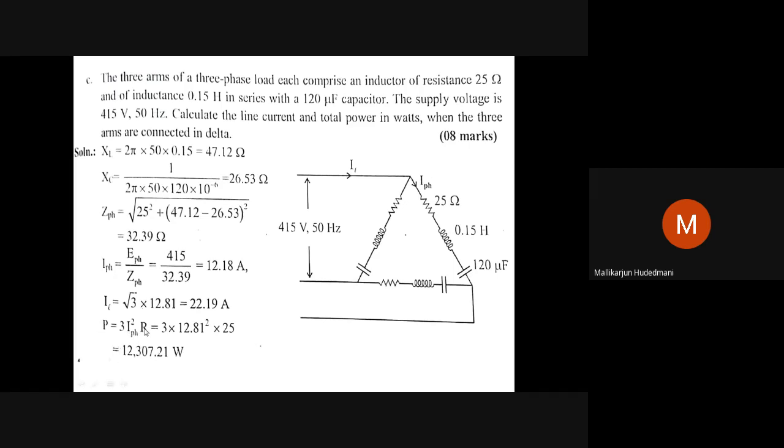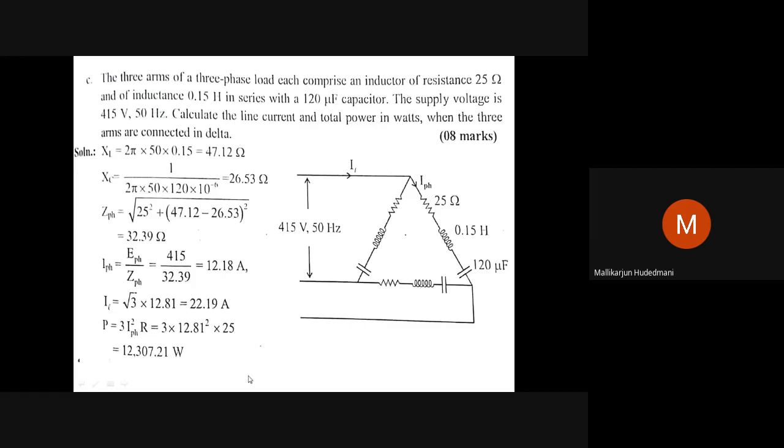3 times I square R. If I do it the other way, how should I do it? Root 3 I require, VL 415, IL 22.19. Cos phi is not given here, correct? That is missing here. Then how to get cos phi? R by Z. You know R is 25, Z is 32.39. So 25 divided by 32.39 gives you cos phi, into 22.19 into 415, which results in a similar answer.